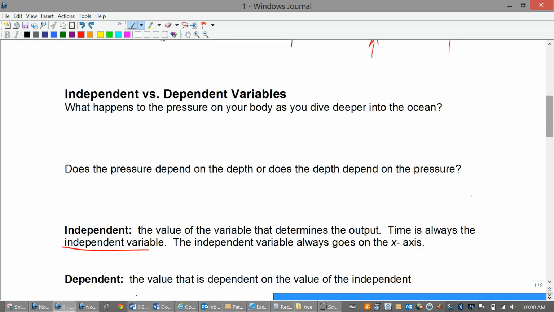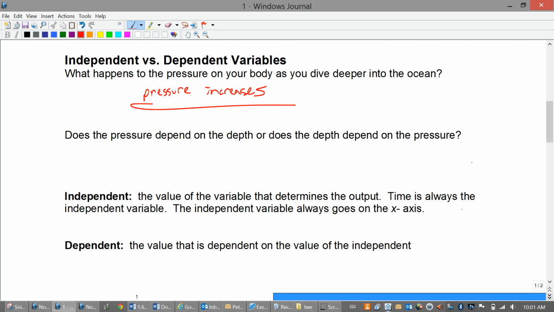Okay. Let's answer these questions. What happens to the pressure of your body as you dive deeper into the ocean? Does anybody know what happens to the pressure? Yes, sir. The pressure increases, right? Yeah, the pressure increases as you dive deeper into the ocean, because all that water is heavy and it's on top of your body.